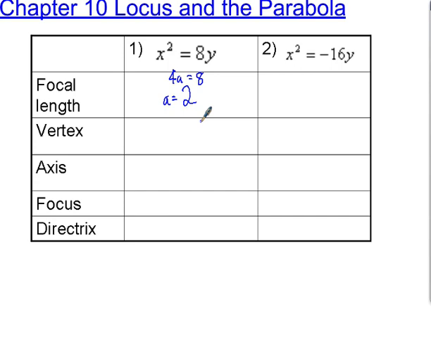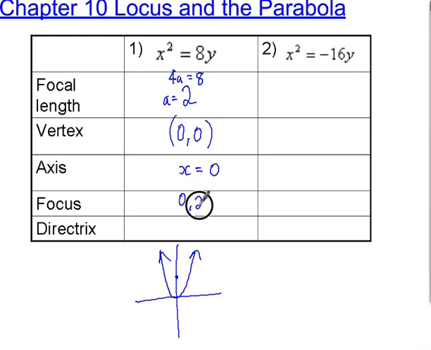Okay. Because it's in the form x squared equals 4ay, the vertex is the origin. And the focal length is always a, isn't it? Yep, focal length is always a, and the length is always positive. The axis of symmetry is the y-axis, which has the equation x equals 0. The focus will be here and have the coordinate 0, a, so it'll be 0, 2. And the directrix will be down here, and it'll have the equation y equals -2.